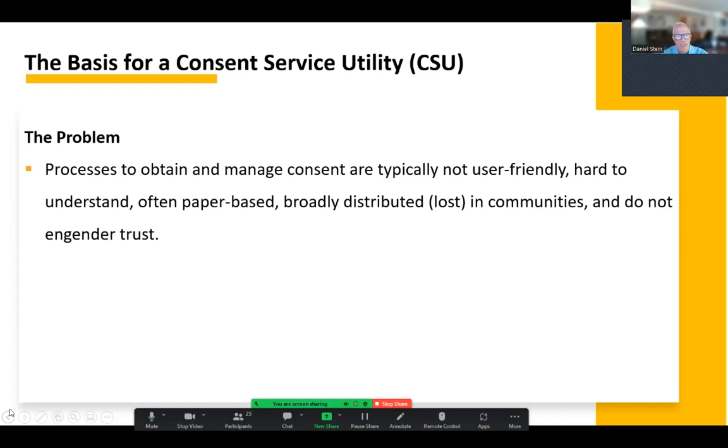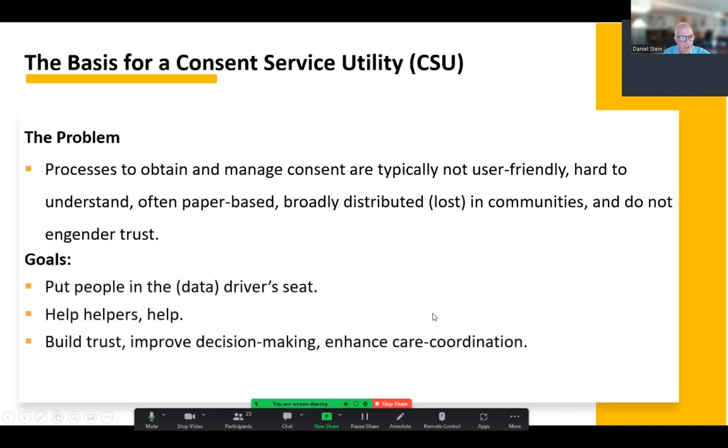Everybody's got their own consents, and it doesn't engender trust. I think it's safe to say this is true for most any and all of the situations out there. Our goal in bringing this group together is we want to put data, we want to put people in the data driver's seat. And there's nothing probably more equity focused than providing everybody the ability to share or not share or to revoke their consent.